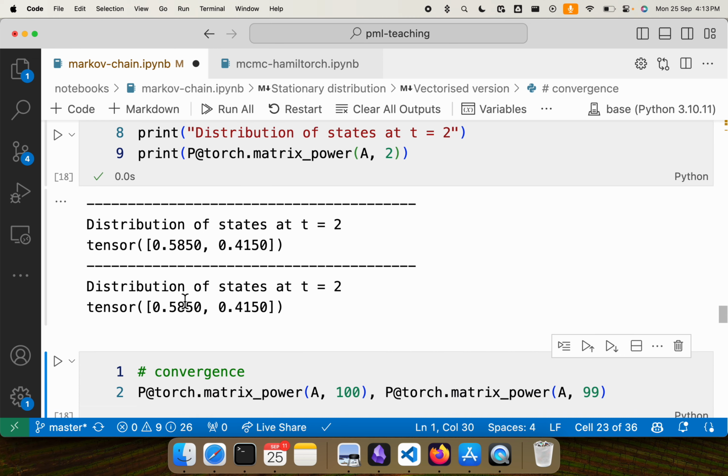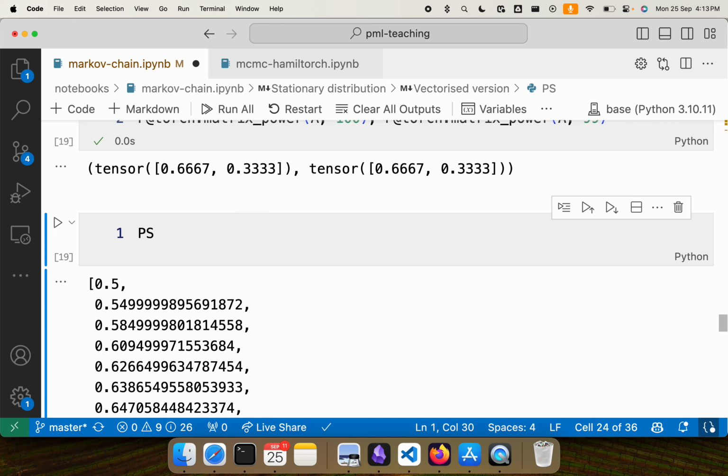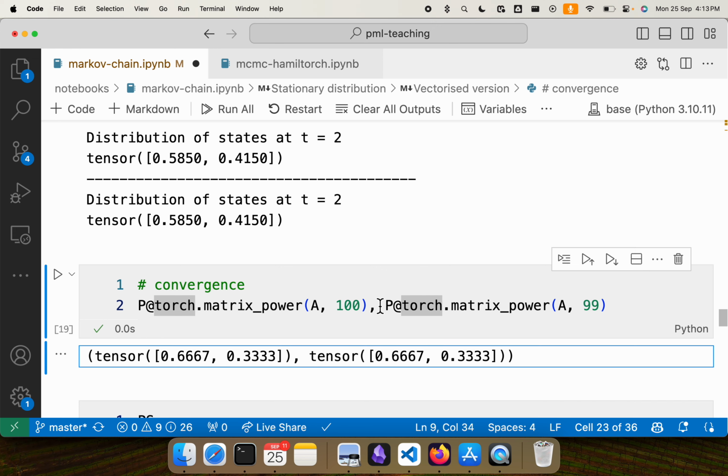Now, at any time t, we can calculate this matrix power product, and we can verify the convergence question which I asked you. At 99 and 100, I get the exact same numbers for it being sunny and rainy, 0.666 and 0.333, right, which means that the convergence has already happened.